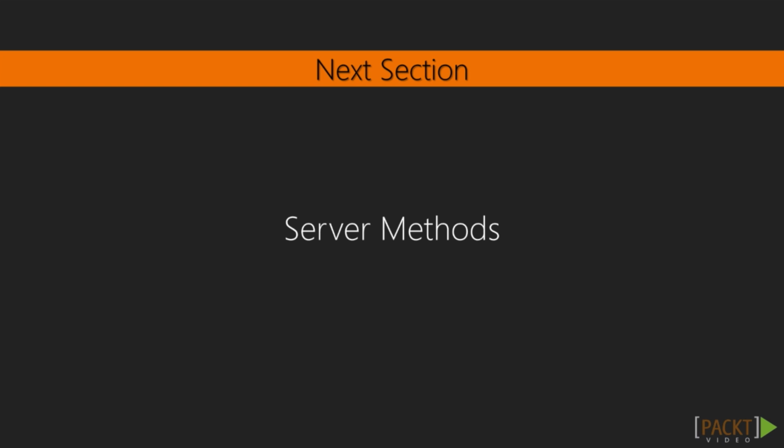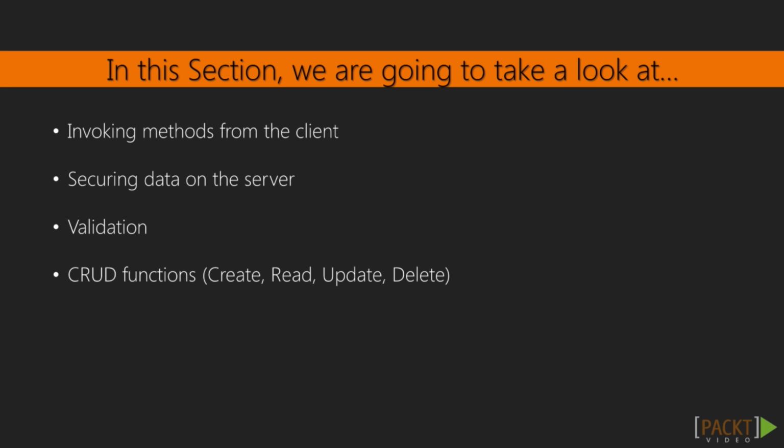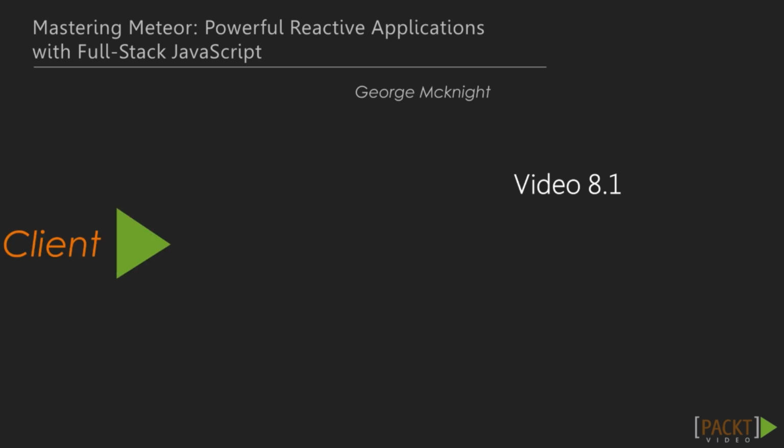Let's move on to our next section, which is server methods. Hello and welcome back. This is section 8, server methods. In the previous section, we went over helpers and events. In this section, we're going to take a look at invoking methods from the client, securing data on the server, validation, and then CRUD functions, which do the create, read, update, and delete on our database.